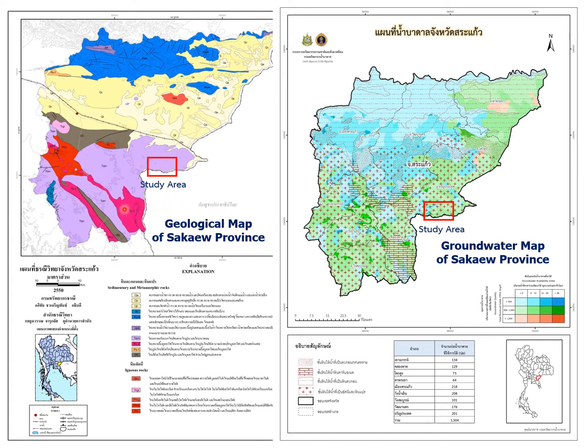The study area and the nearby area consist of sedimentary and metamorphic rock, consisting of quartz sandstone, shale, limestone, and conglomerate. From the groundwater potential map of Sa-Kaeo by the Department of Mineral Resources, most of the area and nearby area consists of consolidated rock.